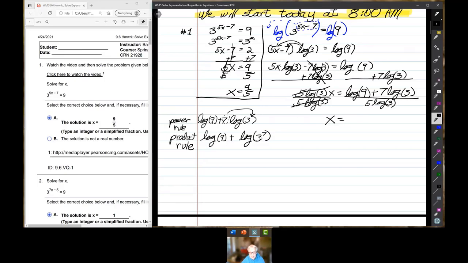To change this to this, log, I'm going to move it down so it's very visible. Log of 9 times 3 to the 7th. That's what the product rule lets me do. Well, why is that any good? Well, give me time, I'll tell you.